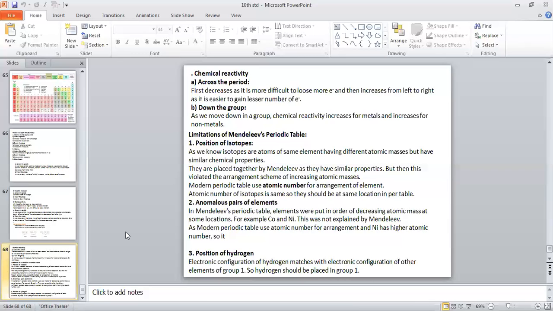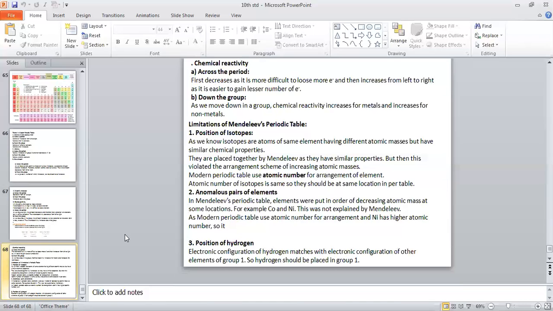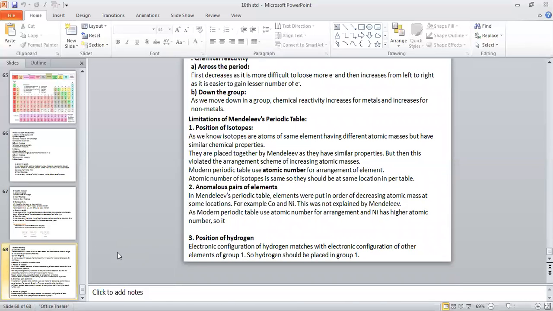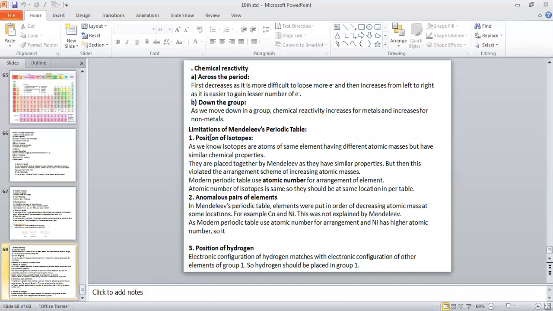So the next point we had already studied, and that is about this chapter, periodic classification of elements. Thank you.